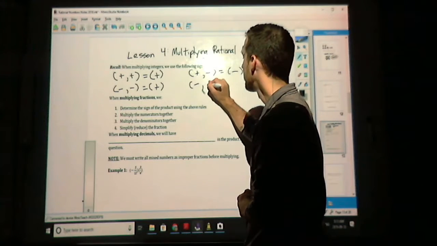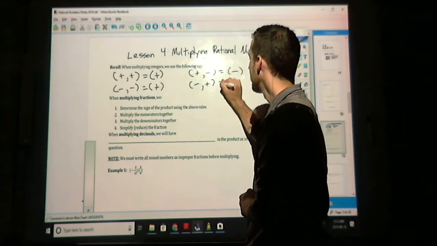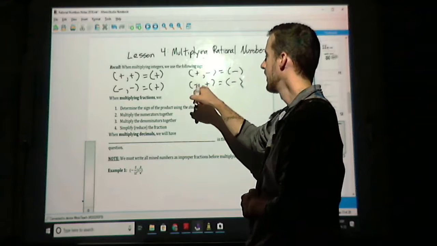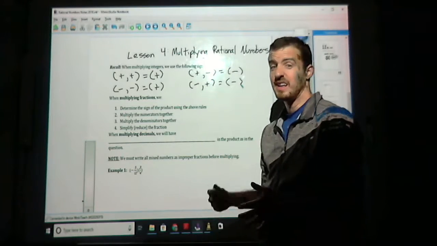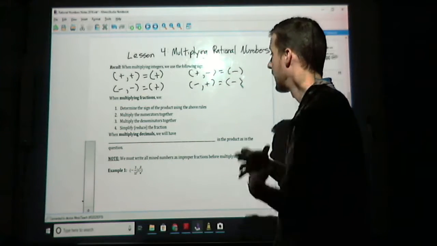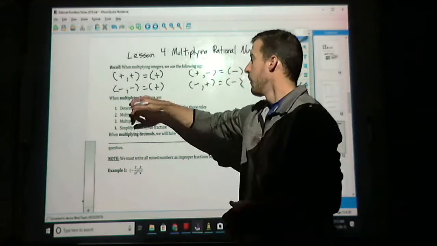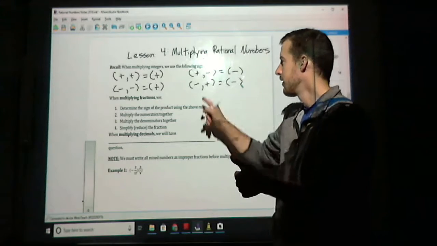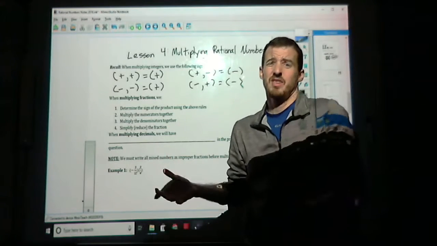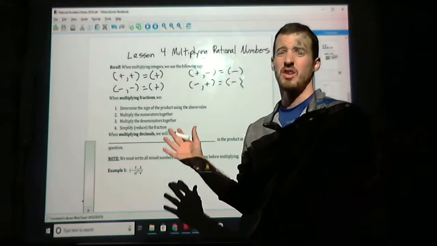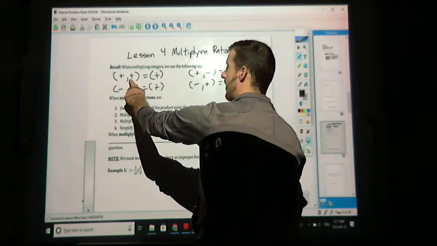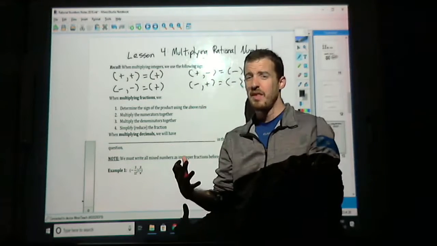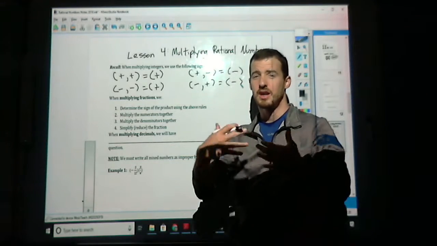So if the first number is negative and the second number is positive, we still end up with a negative answer, because the signs are different, or there is an odd number of negatives. That's the way I like to think of it. So when multiplying fractions, we first determine the sign of the product using the above rules. Just figure out if it's going to be a positive or negative answer first. You don't even have to crunch any numbers. Just look at how many positives and how many negatives. If you don't remember how that works, come talk to me. I'll get you some practice.